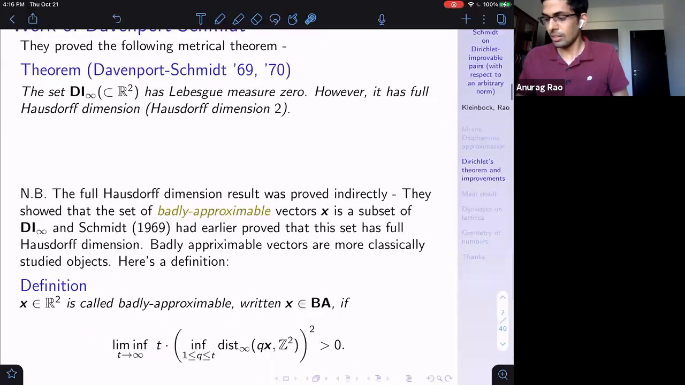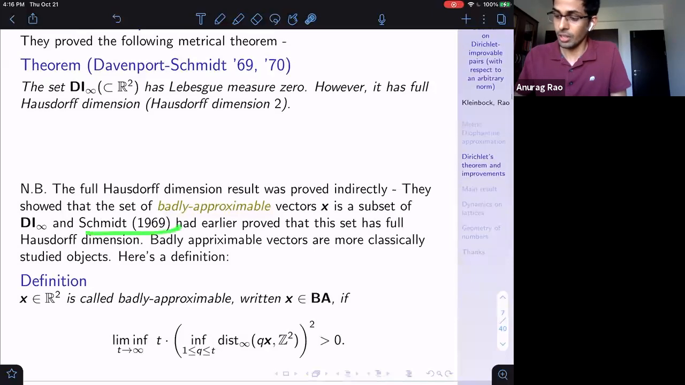So yes, Schmidt had written this very foundational paper on Schmidt games, or a second foundational paper on Schmidt games, where he had already proved that BA has dimension 2. And then there was some argument that they wrote down, and they showed that BA is actually contained in Di infinity. And the Lebesgue measure 0 was again slightly different. So it was in a different paper, and it was some work.